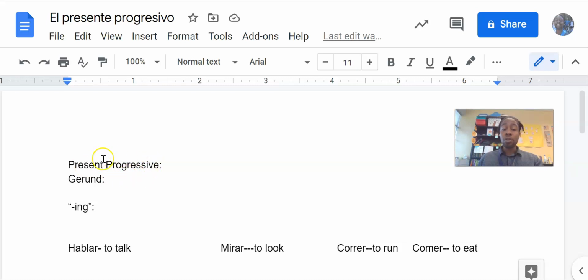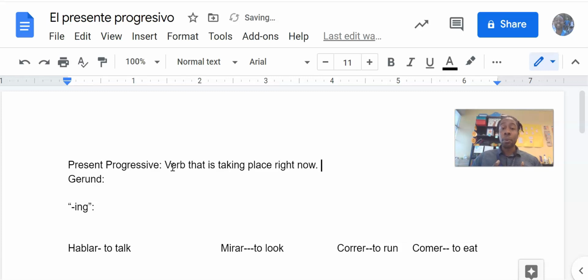At this point, usually students have only learned how to conjugate in the present, which is good. But now what we'll be able to do is add the ending ing onto the word. And that's what the progressive means. So we're going to get a definition for present progressive, and that means a verb that is taking place right now.